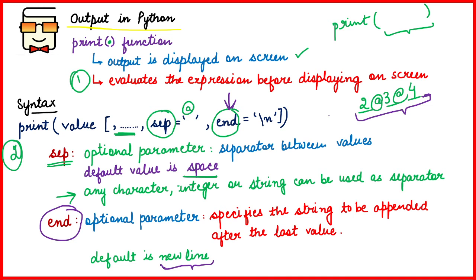So whenever you type a print statement, you'll always see that the cursor automatically jumps to the next line, and any statements that are printed from the next line. This happens because the default value of the end parameter is the new line character, and whenever all the values of the print statement are printed, the next statement on the screen would be displayed from a new line.